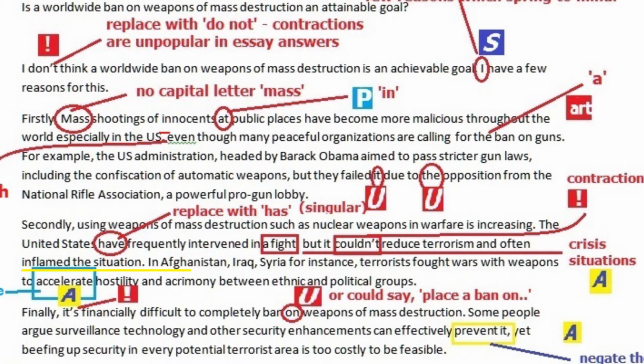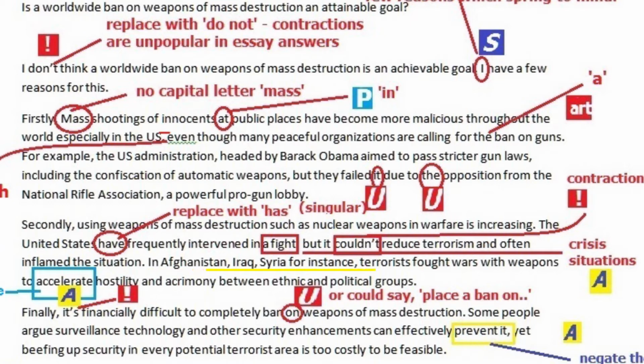Crisis situations seems a little bit more general. A fight is something very particular somewhere and it's unidentified. And then couldn't: could not. There's another contraction we need to use, could not. Reduce terrorism and often inflamed the situation.